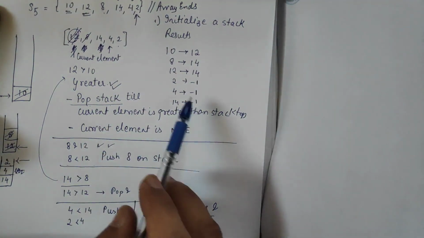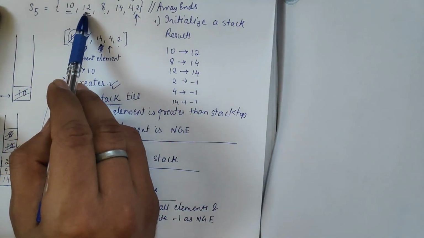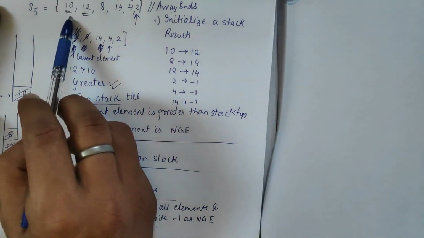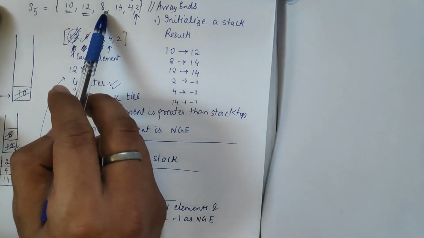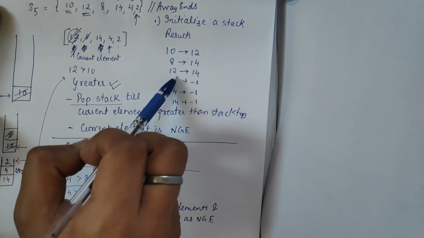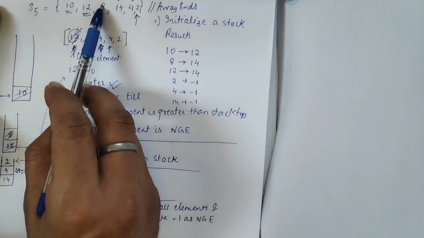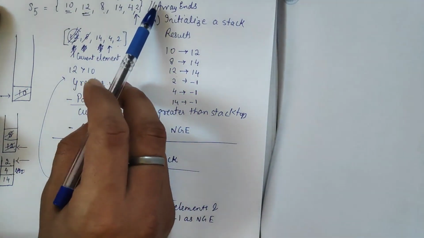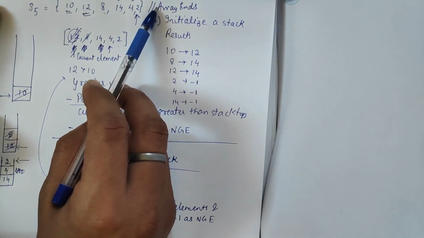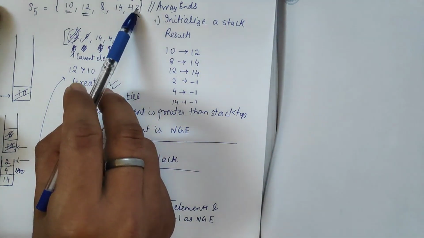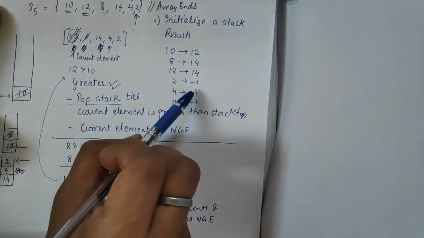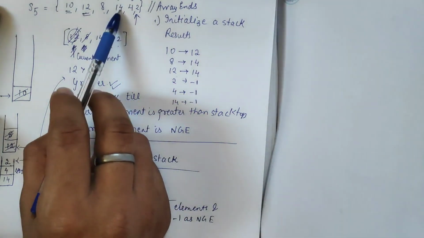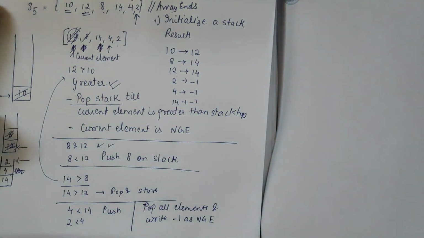Now you can also verify. See, for 10, the next greater is 12. For 8, the next greater is 14, because we always move on the right hand side and take the first greater element. For 12, 8 is lesser, but 14 is bigger. But then for 2, 2 is anyways the last element, so the next greater is -1. Then we have 4, 2 is less, so for 4 also -1, and 14. Of course, 14 is the largest element, and then it is again -1.